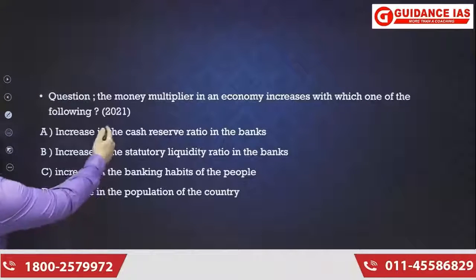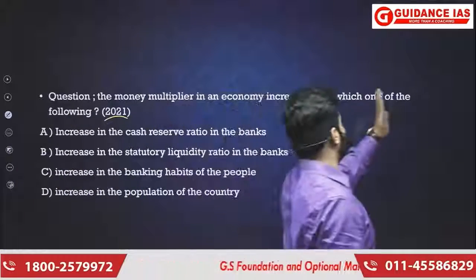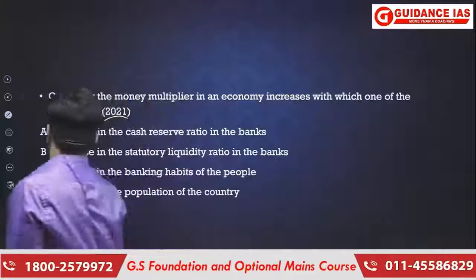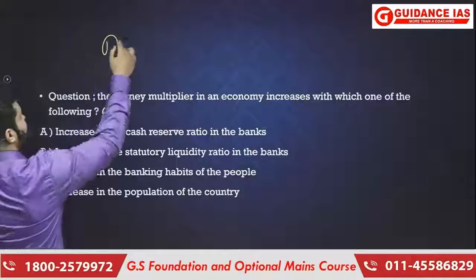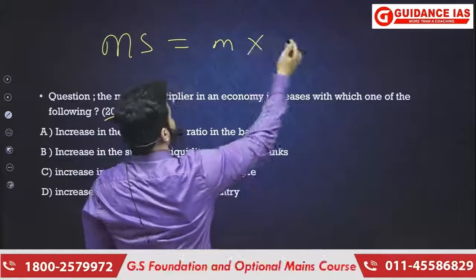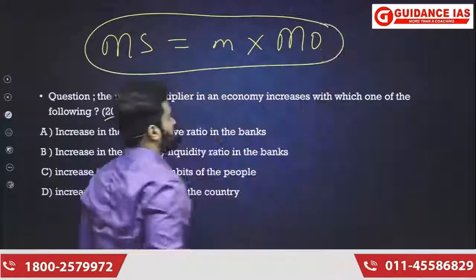Next question. This appeared in 2021. The money multiplier in an economy increases with which one of the following? Okay, see, again the direct question. So we studied that MS, that is money supply in the economy, would be small m, that is money multiplier, multiplied by M0, that is reserve money.